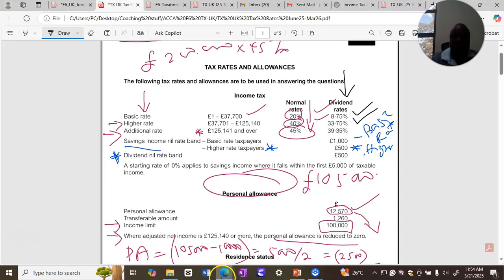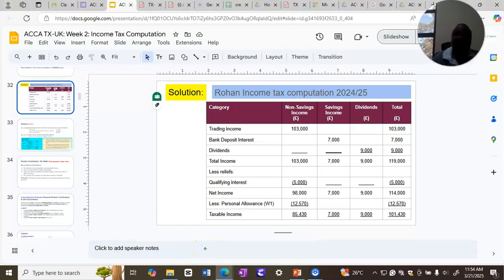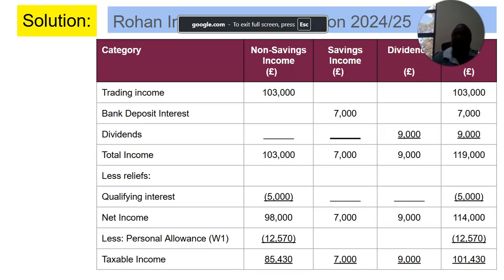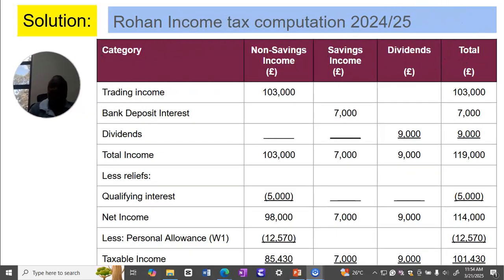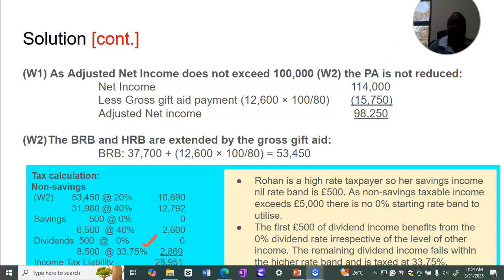So if you come here now, I'm sorry, occasionally I need to restart and so forth. All right, so as you can see there, we are using this rate because this individual is a higher rate taxpayer.